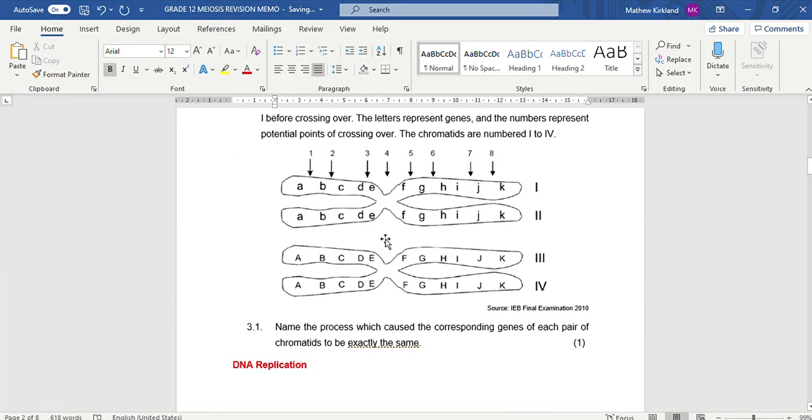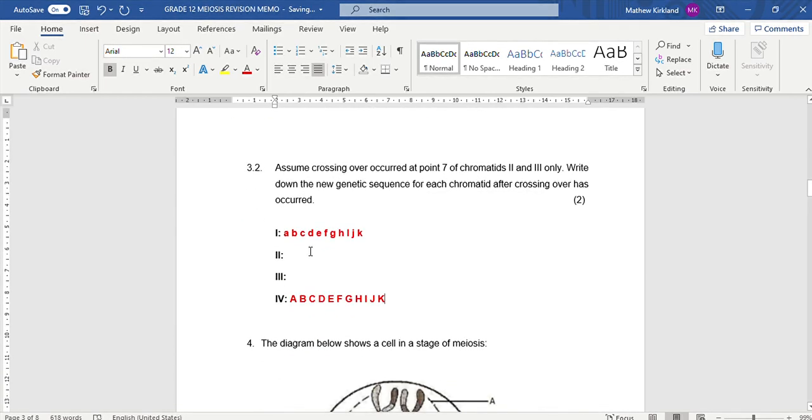Then, now we get to the one where we had the crossing over. So the difference is the crossing over happened here. So literally, the last two are going to switch. So it's going to be A, B, C, D, E, F, G, H, I. Then it will be, no, I. Sorry, I just realized that shouldn't be a capital I. That should be a little i. And then it will be J, K, because they switched.